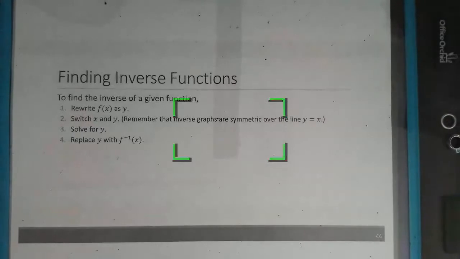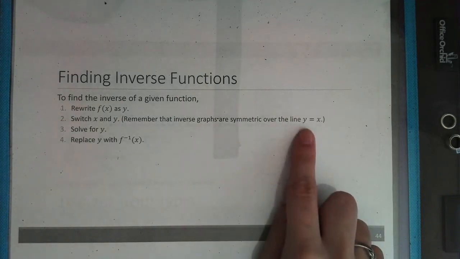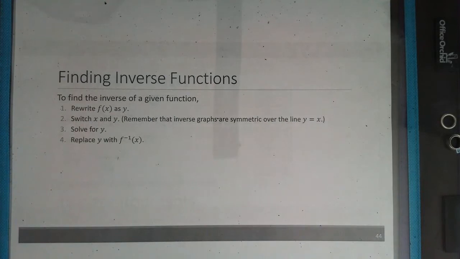The last thing we're going to do is find our own inverse functions. So if we are given a function and told to find the inverse, first thing we want to do is rewrite it. So instead of saying f of x or g of x or p of x or whatever it is, we want to rewrite that function notation as y. Then we're going to switch the x and the y. Because remember how when we were doing the graphs, we were able to switch the x and y coordinates because we were symmetric over the line y equals x? That's why we're going to do it here. Then we're going to solve for y, and finally we're going to replace y with the inverse function notation.